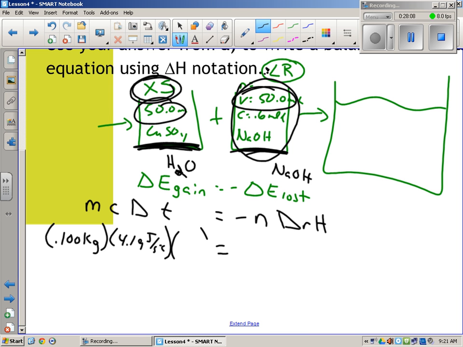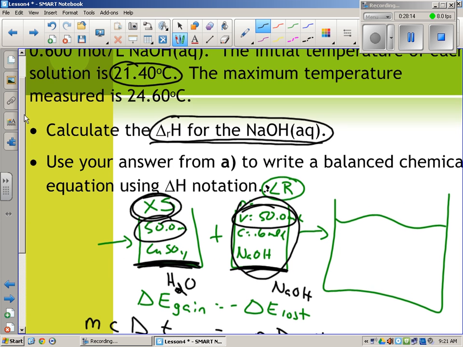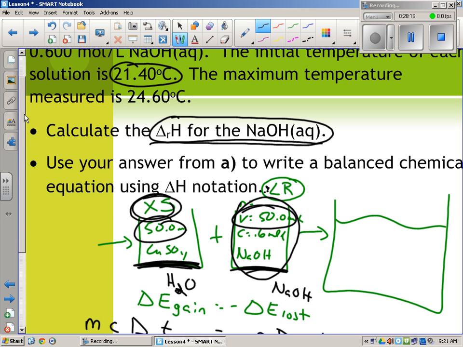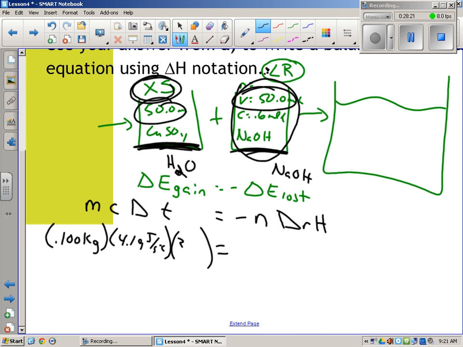And the temperature change. How much did the water increase by? Well, it looks to me like it went from 21.4 to 24.6. So that's 3.2, yeah? 3.2. Okay? Good so far? Questions? Yes? No? All right.